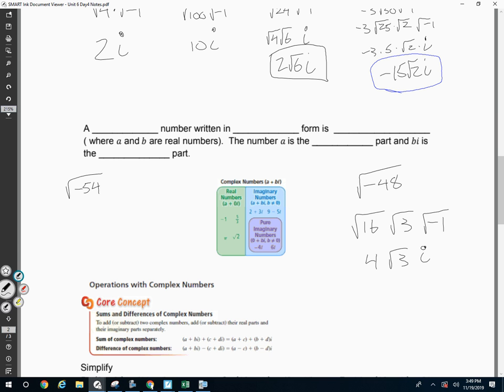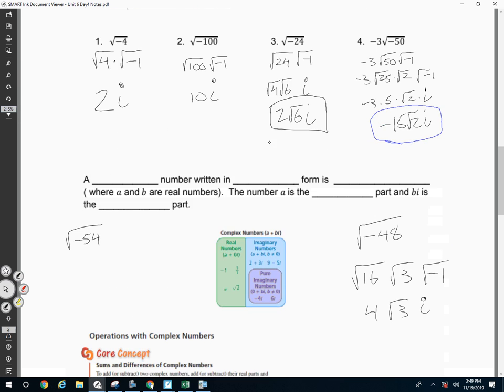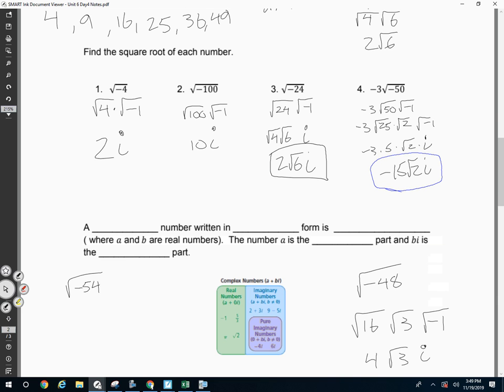Divide by your perfect squares. So divide by 25, divide by 36, divide by 16, divide by 9, divide by 4. Find the largest one. Did we write down our perfect squares? We should have. We did not. Please do so. 4, 9, 16, 25, 36, 49. I try 16. Does 54 get divided evenly by 16? Nope. 27 is not a perfect square, and 2 is not a perfect square.